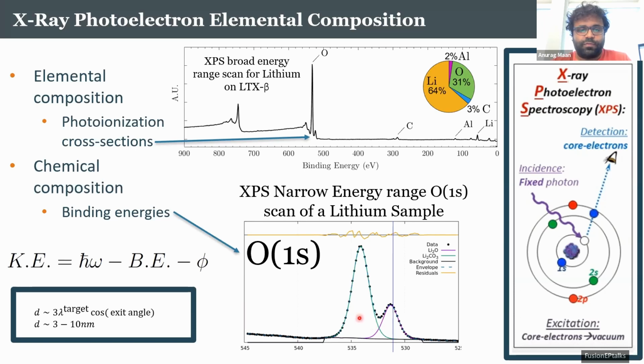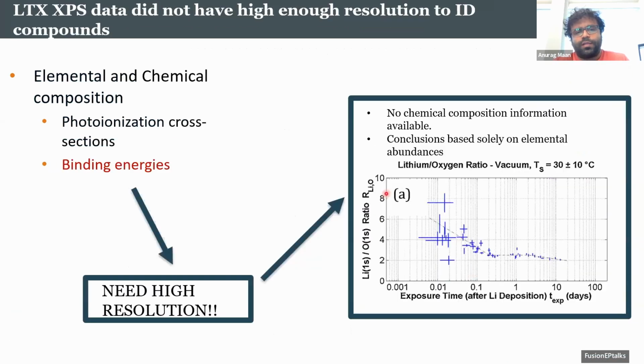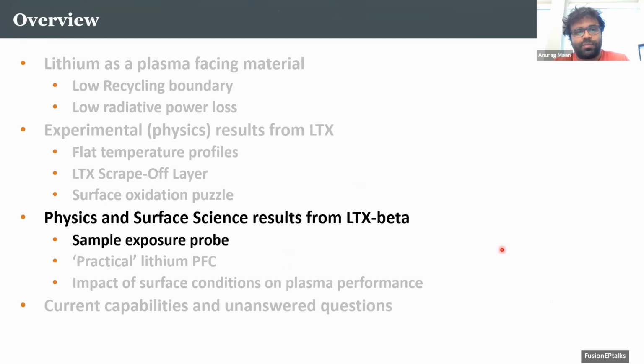So this is an example of a really high resolution lithium scan done on Princeton University campus. And it clearly identifies that there are at least two oxygen 1s peaks, and binding energies from literature can be used to attribute these to, say, for example, I've made the attribution lithium oxide and lithium carbonate in this case. Okay, but the issue with the LTX results was that the LTX XPS system, MAP, just did not have enough resolution to identify what these compounds were, and that's where LTX-beta and its upgrades come in.